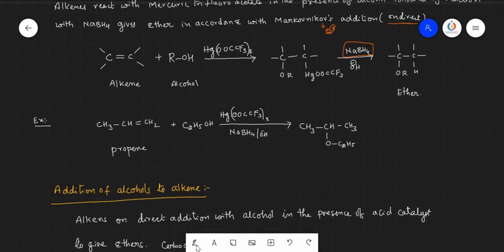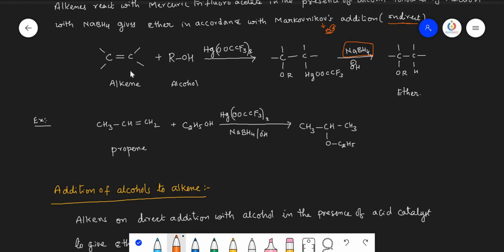Means you take any alkene part. In this particular alkene, the hydrogen of the alcohol is connected to one of the double bonded carbon atoms, and the remaining alkoxy part is connected to the other double bonded carbon atom. And whenever a molecule is added, we have to disconnect one particular bond between the two carbon atoms. It is usually the pi bond, which is a weak bond. So if you take propene, hydrogen is connected to the carbon with more number of hydrogens.